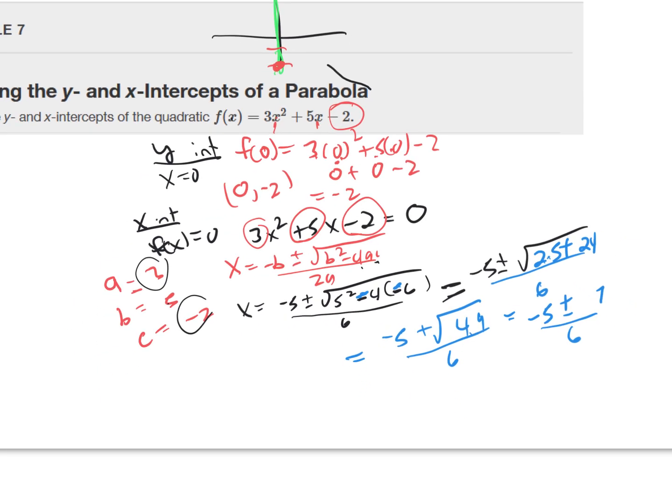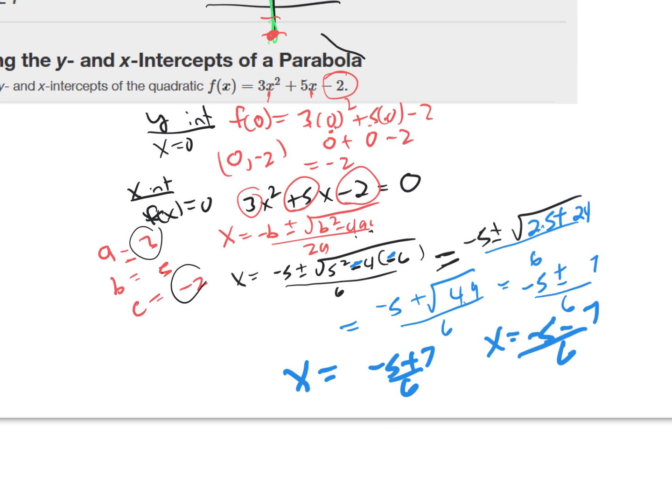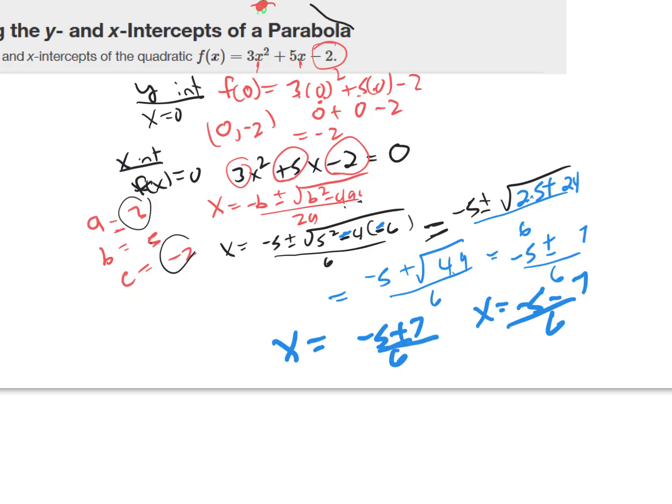Almost done. So x will be a negative 5 plus 7 divided by 6. And another x will be negative 5 minus 7, all divided by 6. So remember, you take it all divided by 6. Negative 5 plus 7 is a 2. 2 over 6 becomes a 1/3. There's one of your zeros. 1/3, comma 0. There's 1. Let's do the other one.